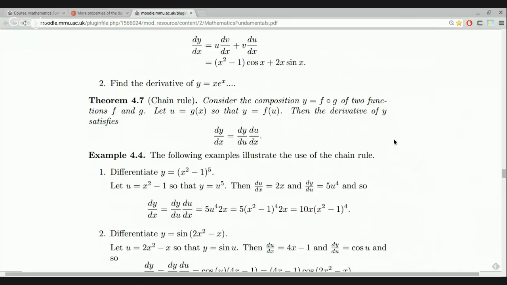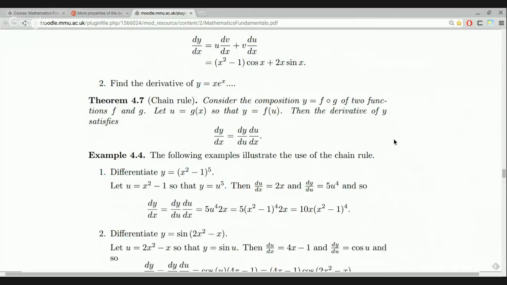Yeah, let's look at the statement of it. So here we've got the compound function y, this time expressed as a composition of the functions f and g. So y is f after g, f circled g. Okay, so you apply g first to the argument x, then you apply f to the result of that, and that gives you the value y of x.